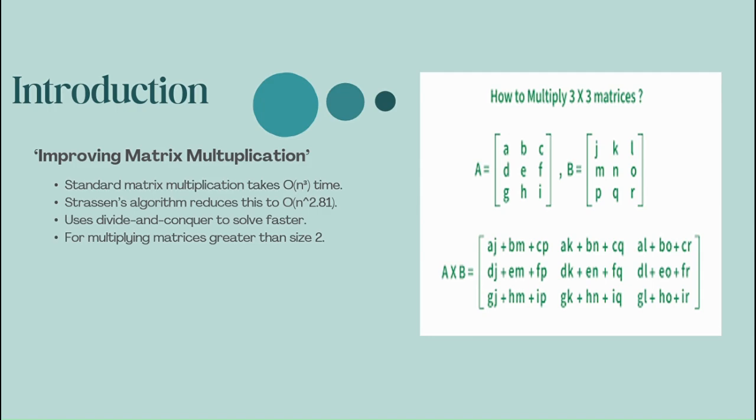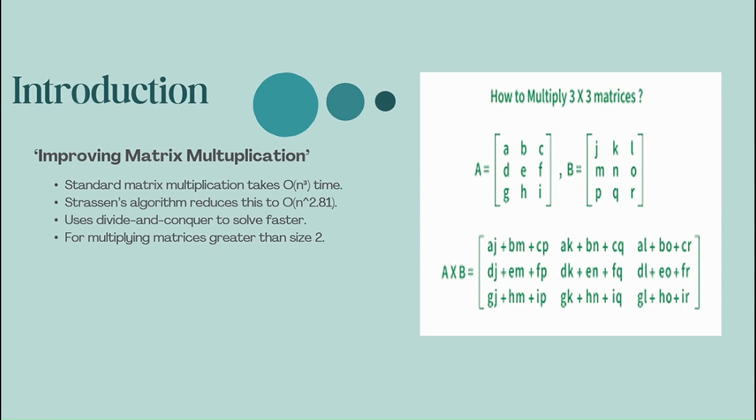No doubt we have many other ways to multiply matrices by simply multiplying each row with each column, but Strassen's algorithm is used to multiply matrices that have size greater than 2. For example, matrices of 3 by 3 and 4 by 4. To multiply such types of matrices, we use Strassen's algorithm, which helps us a lot.